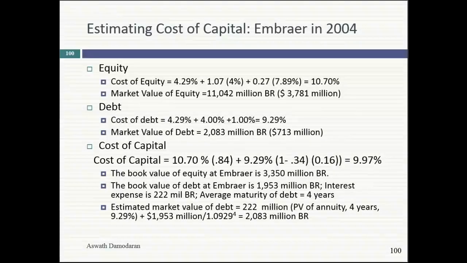How does that help me? Think of it as a 4-year gigantic coupon bond with 222 million as your coupon every year. That's the annuity each year for 4 years, plus the 1,953 million as your face value at the end of the 4th year, and discount them all back at the 9.29%. What I get as a present value, 2,083 million, is what I use as my market value of debt. I put that in as weights. It turns out to be 84% equity, 16% debt, cost of capital of 9.97% in US dollar terms.